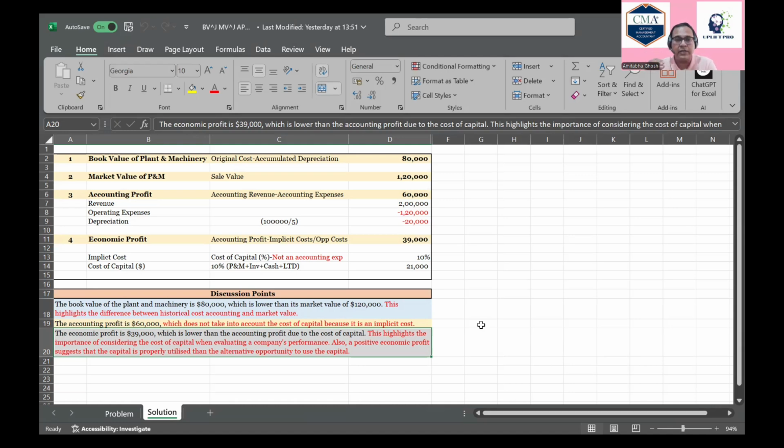So here a positive economic profit suggests that the capital is properly utilized compared to the alternative opportunity to use the capital. As we have seen in our points in the PPT, a positive economic profit indicates that the alternative being used has been right, but if it was negative, then the other alternative would have fetched better performance for the entity. So that's about a simple problem, how the calculation has to be done and how the interpretation can come.